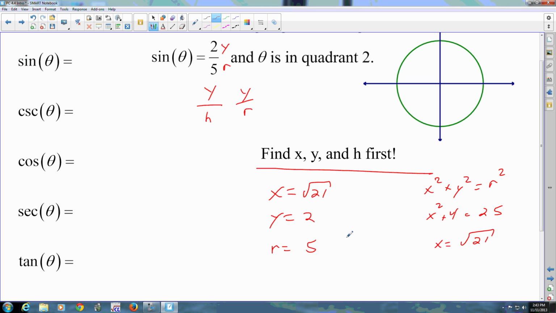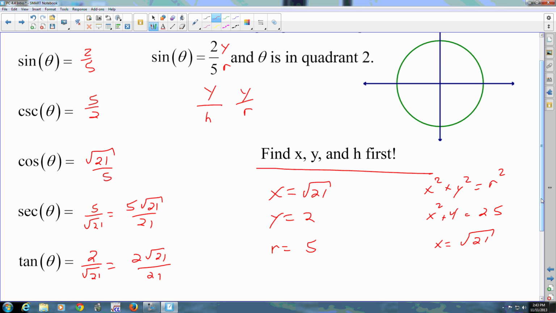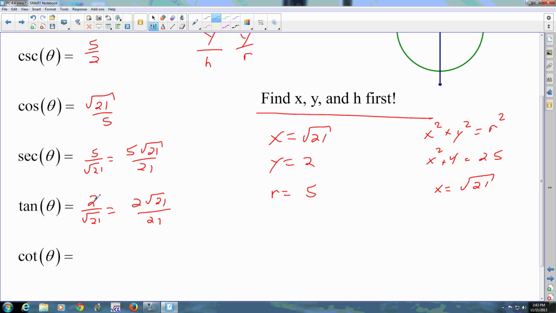Okay? Sine, we got it. 2/5. Cosecant, 5/2. Cosine, square root of 21 over 5. Secant is a reciprocal, 5 over the square root of 21, which would be 5 square roots of 21 over 21. Tangent is your y over your x, 2 over the square root of 21, which would be 2 square roots of 21 over 21. And then cotangent is the reciprocal of tangent, square root of 21 over 2.